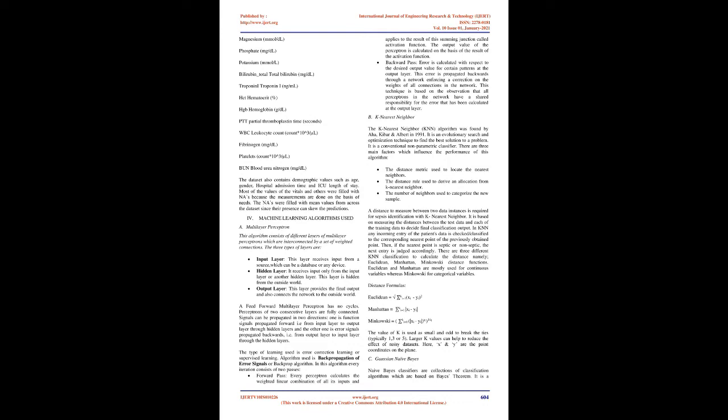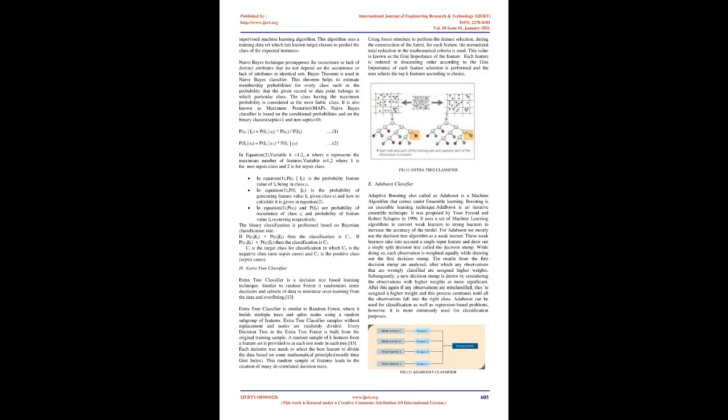A multi-layer perceptron. This algorithm consists of different layers of perceptrons which are interconnected by a set of weighted connections. The 3 types of layers are: input layer, which receives input from a source, which can be a database or any device; hidden layer, which receives input only from the input layer or another hidden layer and is hidden from the outside world; and output layer, which provides the final output and also connects the network to the outside world. A feed-forward multi-layer perceptron has no cycles. Perceptrons of 2 consecutive layers are fully connected.